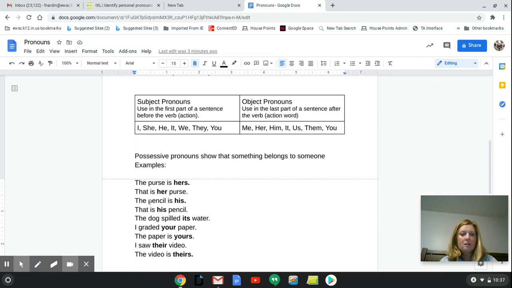All right, the pencil is his. That is his pencil. Okay, his is a possessive pronoun. The dog spilled its water. We've talked quite a bit about this word recently. Its is possessive. It's showing that something belongs to this it here, which in this case is a dog.